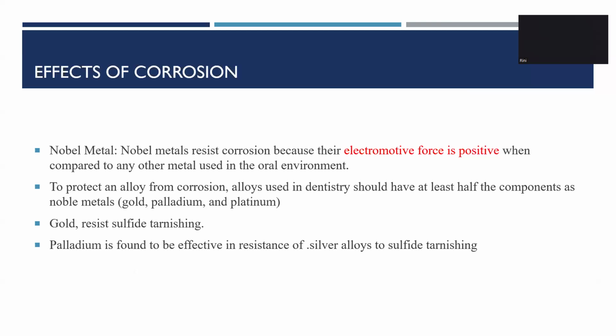Effects of corrosion. Noble metals resist corrosion because their electromotive force is positive when compared to any other metal used in the oral environment. To protect an alloy from corrosion, alloys used in dentistry should have at least half the components as noble metals, which include gold, palladium, and platinum. Gold resists sulfate tarnishing as well. Palladium is found to be effective in making silver alloys resistant to sulfate tarnishing.